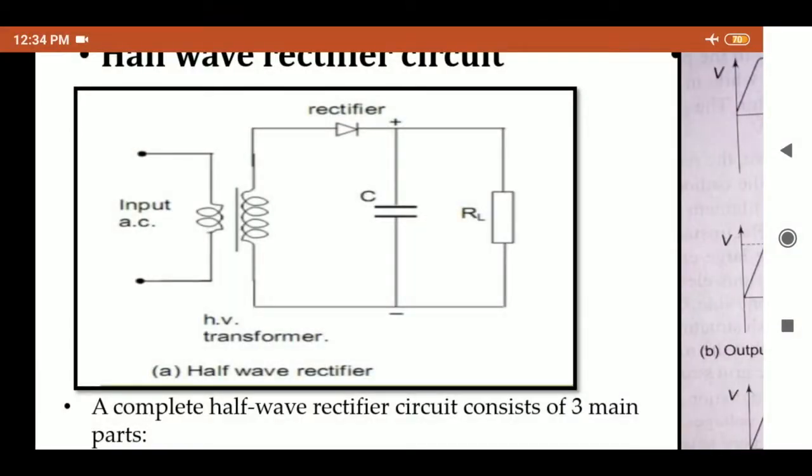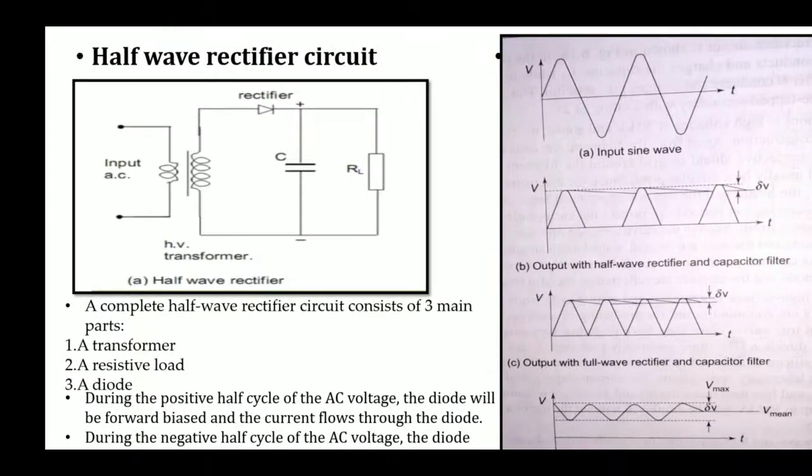So this AC should be converted into DC. How is the conversion process going to be done? With the help of the diode. Getting my point? Now we'll go through the process of how a half wave rectifier converts an AC voltage into DC output.